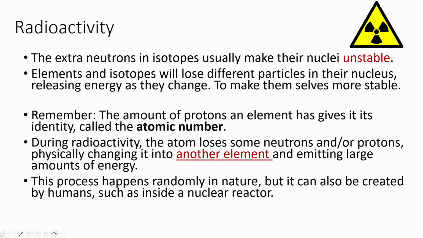This process does happen randomly in nature. This is why we have background radiation. But it can be created by humans, for example, inside a nuclear reactor. And we know that radioactive elements exist as well. So you probably have all heard of uranium or plutonium. These are naturally radioactive materials. They are unstable and will undergo what we call decay, where they give off radioactive substances to change themselves into another element.